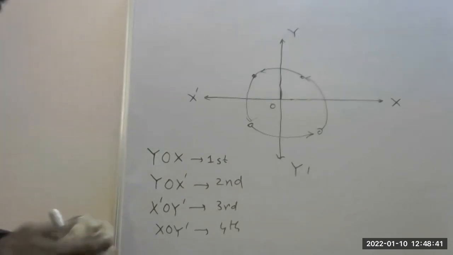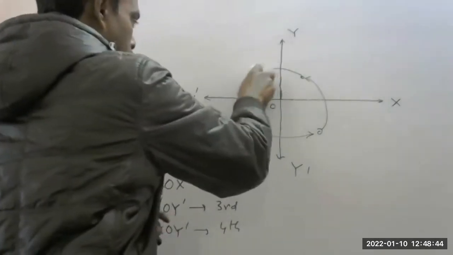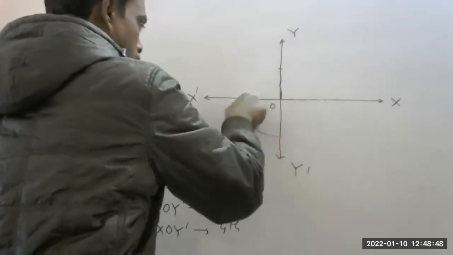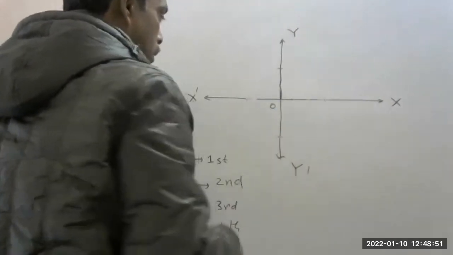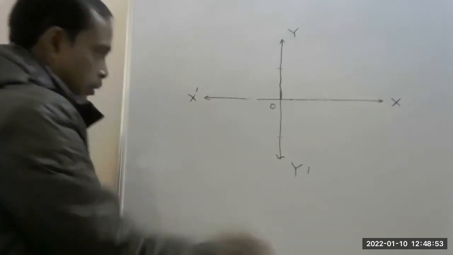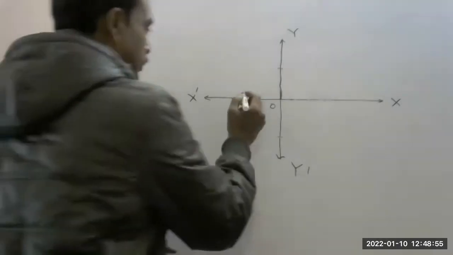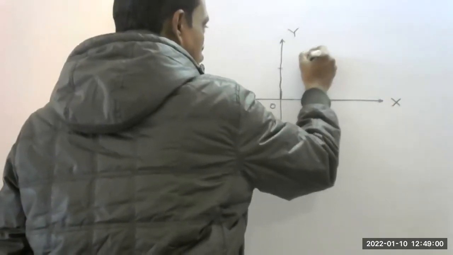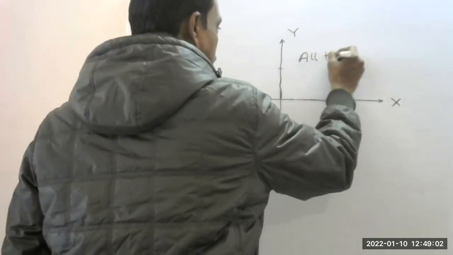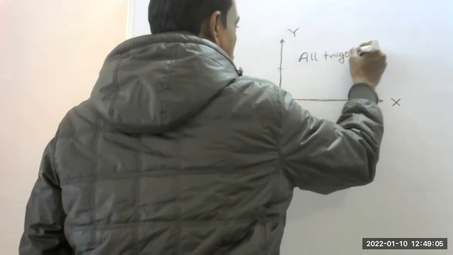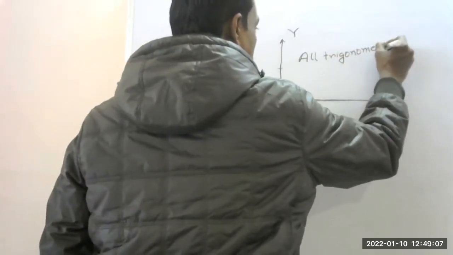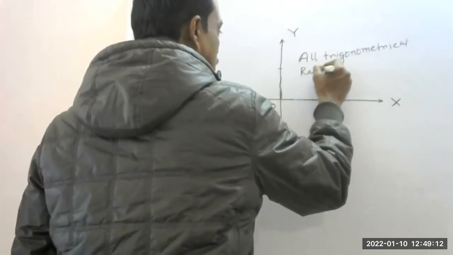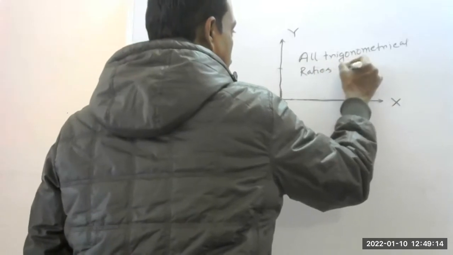Now we are going for some extra discussion. Look at here. In the first quadrant, all trigonometrical ratios are positive.